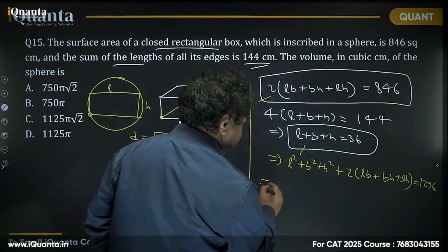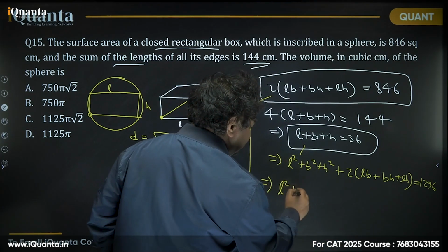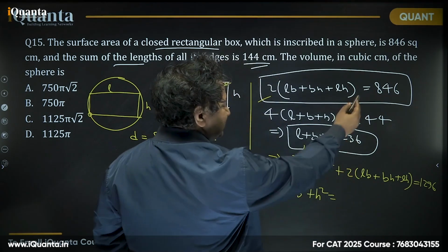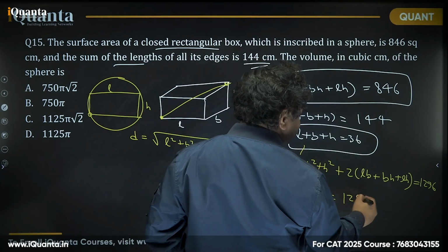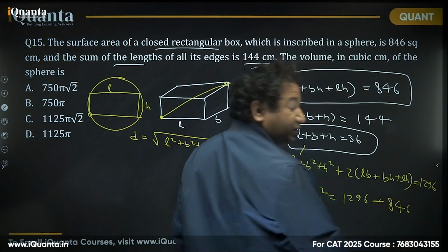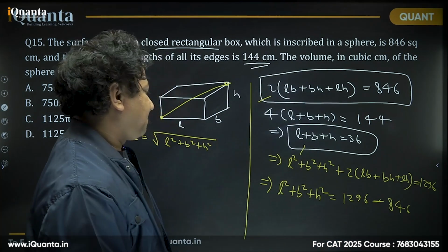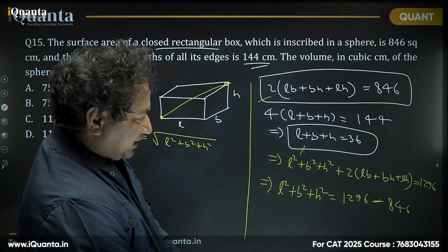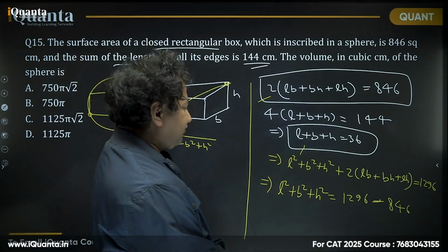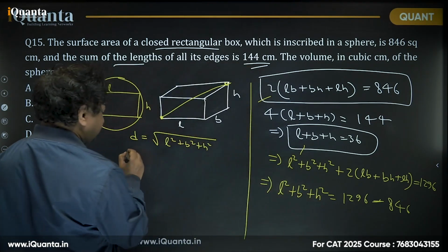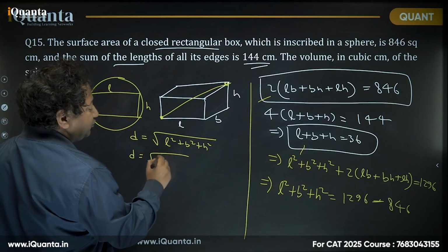Perfect. Now I can calculate the value of L square plus B square plus H square. This is given as 846. So I'll have 1296 minus 846. All right, so let's calculate that. What do we have now? 50 there, 400 there, 450. So this diameter will be square root of 450.